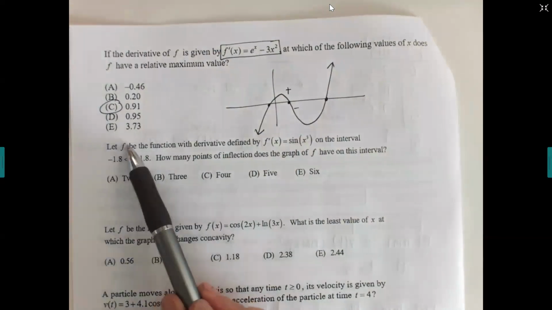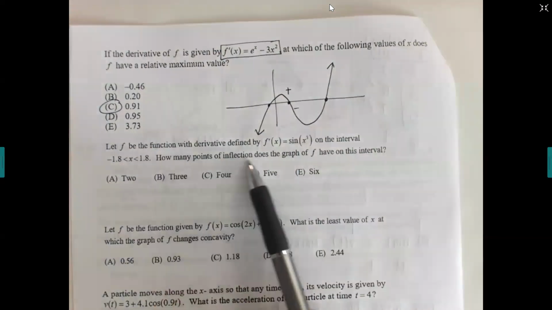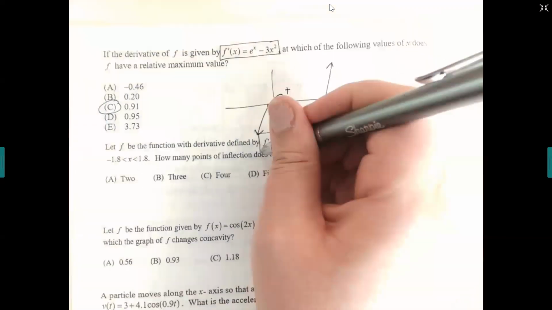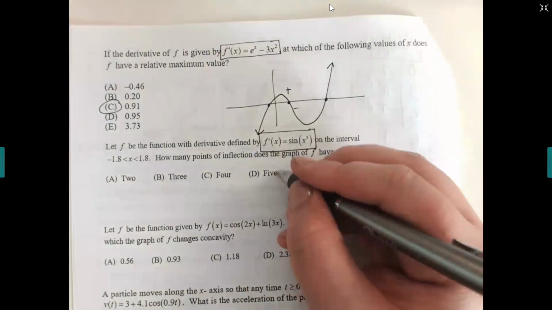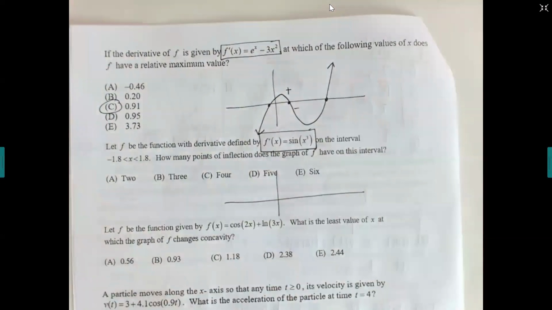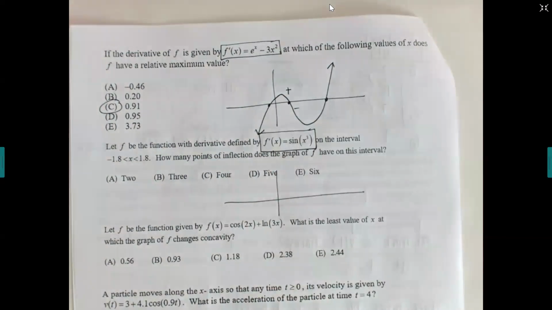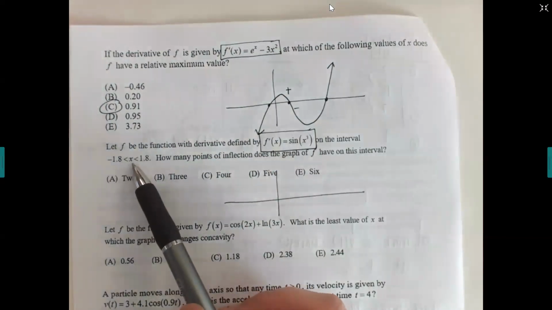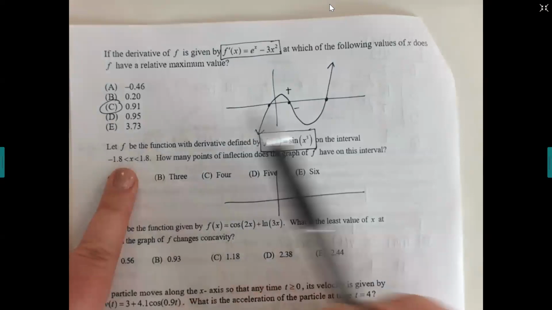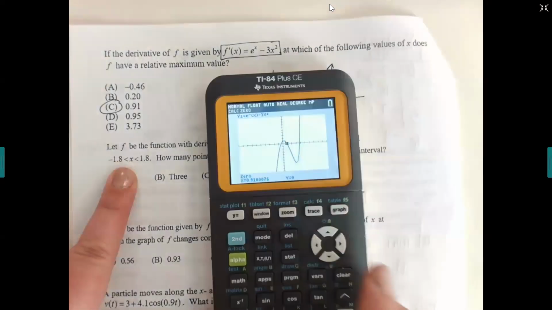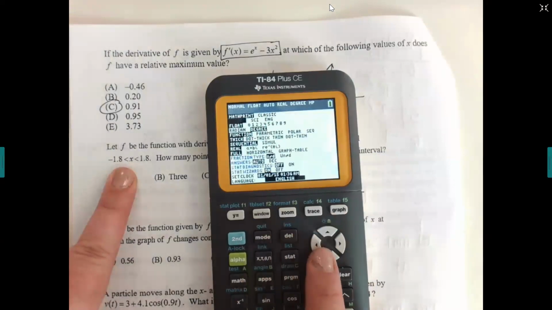It says, let f be this graph. How many points of inflection does the graph have? What do we do with f prime? Look at the graph, and now pay attention to your interval. If it's a sine graph, it's going to go crazy. So let's restrict the domain to this. Now, my pre-cal kids are doing vectors, and they're in degree mode. So before you graph it, hit mode and switch yourself to degree again.